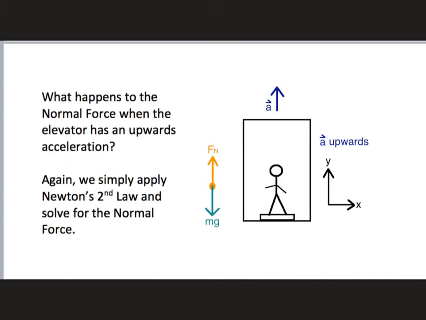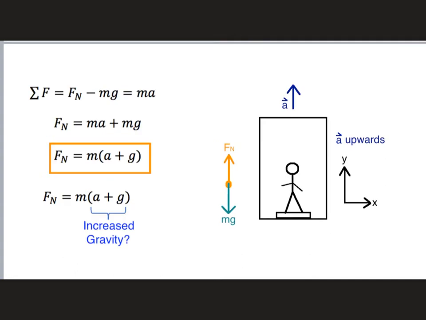Now, what happens to the normal force if the elevator actually does have an acceleration? And we'll take the case of the acceleration pointing up. Now, again, we're simply going to apply Newton's second law. The sum of the forces equals ma, and then we'll solve for the normal force. And so we'll do Fn minus mg equals ma, which we can see here. So I've got the sum of the forces, and all these forces are, of course, in the y direction. The normal force minus the weight equals mass times acceleration.